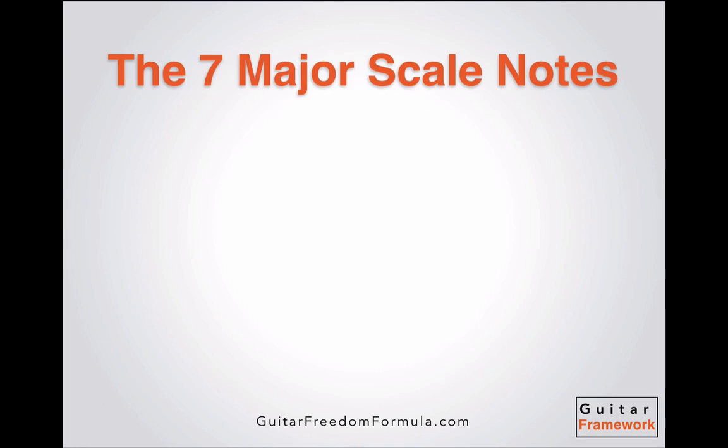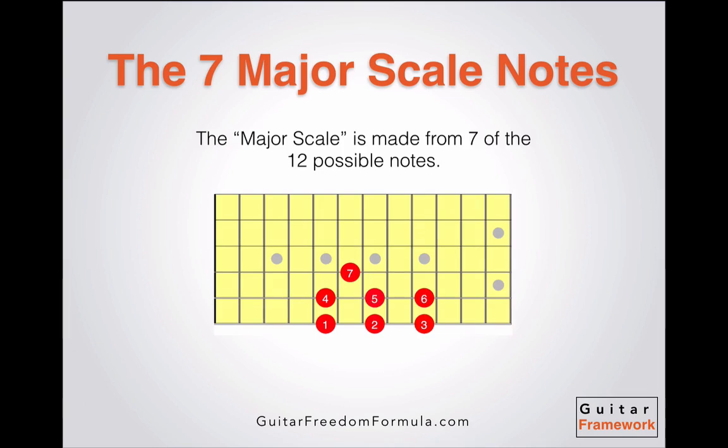So let's talk about those 7 major scale notes. Well, as you already know, the major scale is made of 7 of the 12 possible notes, and this little pattern that I have drawn here, the red notes, are actually the first 7 notes from major scale pattern number 1.